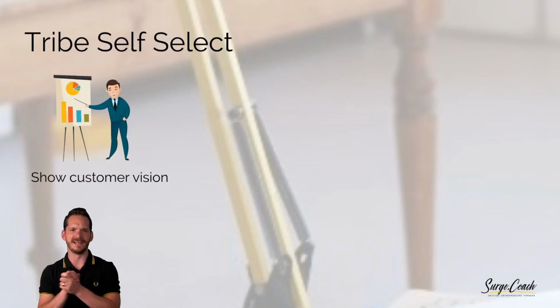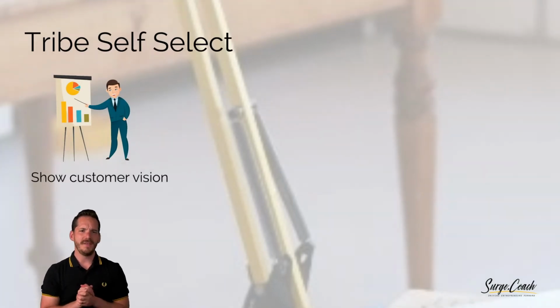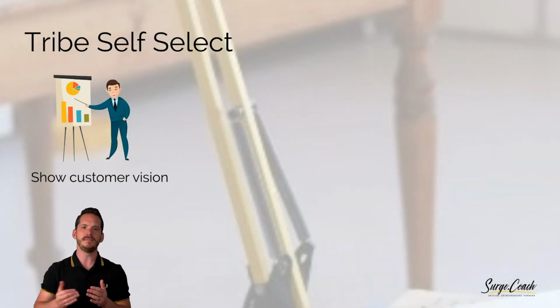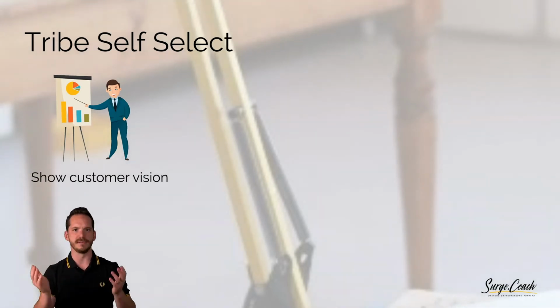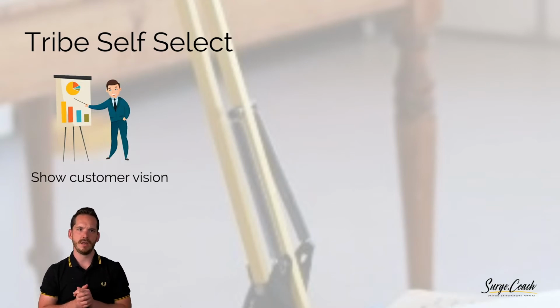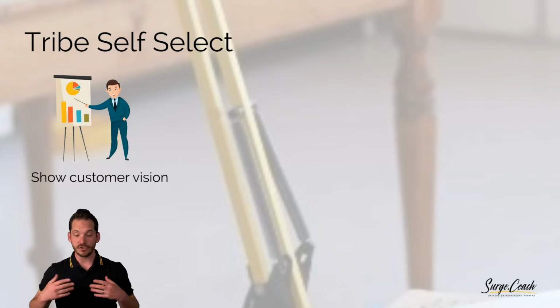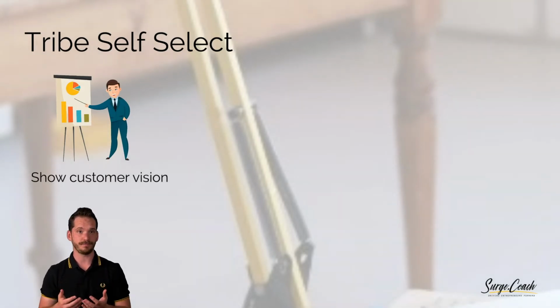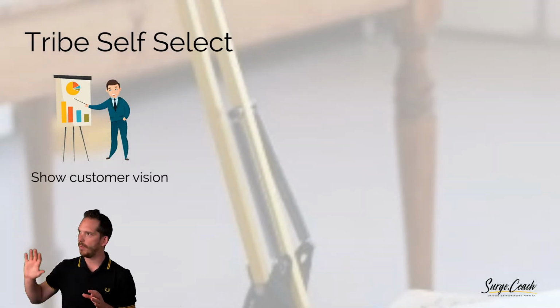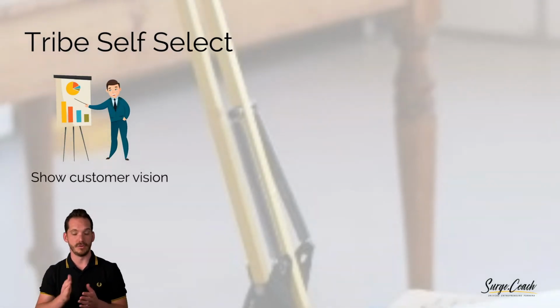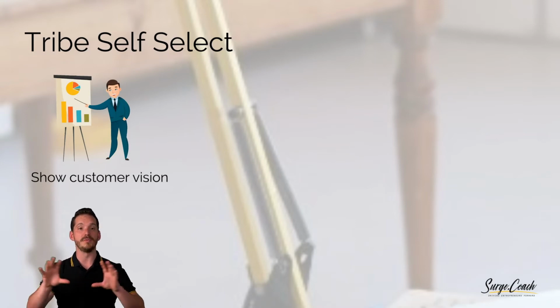So, tribe self-select. This is good fun, and you can use this for team self-selection, band self-selection, tribe self-selection. It's the same process. Someone will show the customer vision. Okay, so you're in the tribe, there's 250 people, and let's call it a product manager or a customer manager, or the customer themselves would be fantastic. They're showing the customer vision, where we are heading. It's not outcomes, it's just objectives.